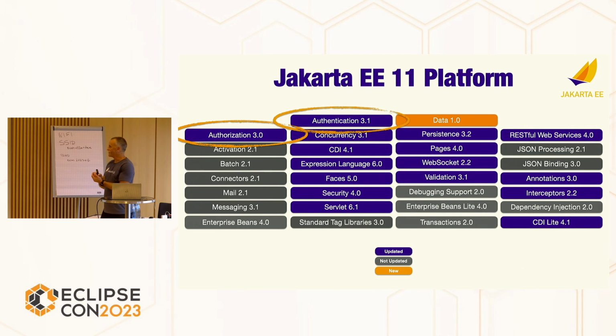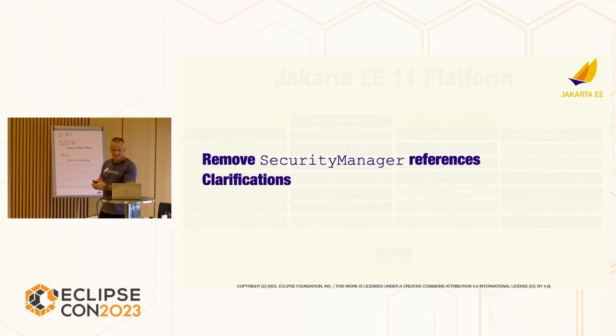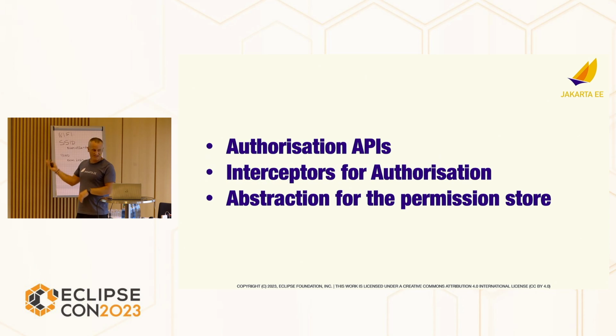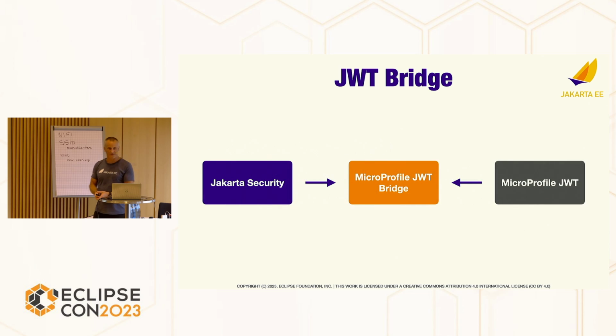So if we're going to look at the changes here, I'll group the security ones together. It's not a complete guide, but what will be done in security is mostly about removing the Security Manager references and clarifications about how to do the authorization. There are more details, and if you want details, you have Arjan here in the room, you can ask him afterwards. So the authorization APIs will be clarified, the interceptors for authorization, and some abstractions around the identity and permission stores. These are the very high-level things security wants to do.